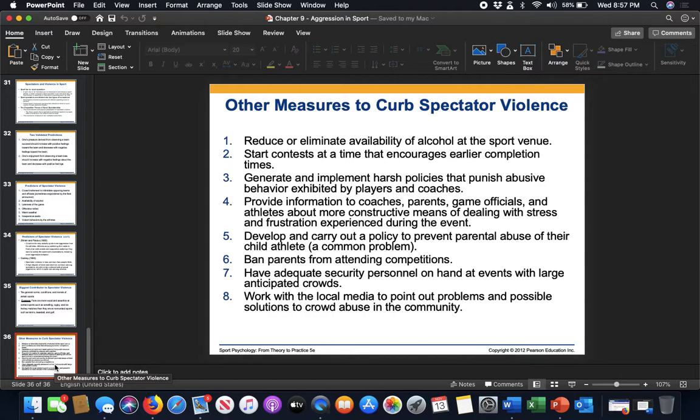Some of it can be a little bit interesting, like start contests at a time to encourage earlier completion times. Well, especially when you get to the elite level, you can't dictate that. At local levels, it's a little bit more possible. And then number 1 we talked about, reduce or eliminate alcohol availability. And then obviously security personnel, but that's only as good as it can be, because if you have security personnel that are just there to collect the paycheck, well, then they're not going to put themselves in harm's way, if they don't feel as though it's worthy of it. So just part of the process.